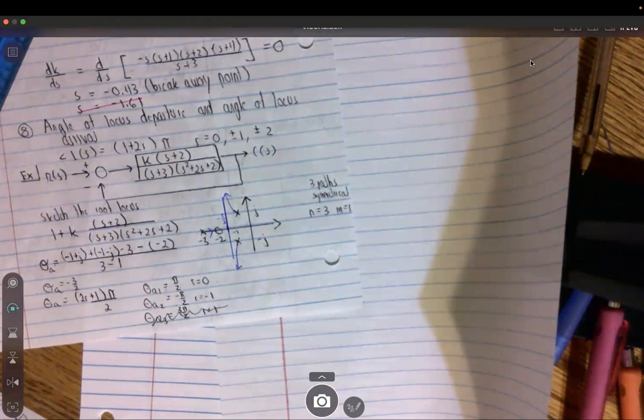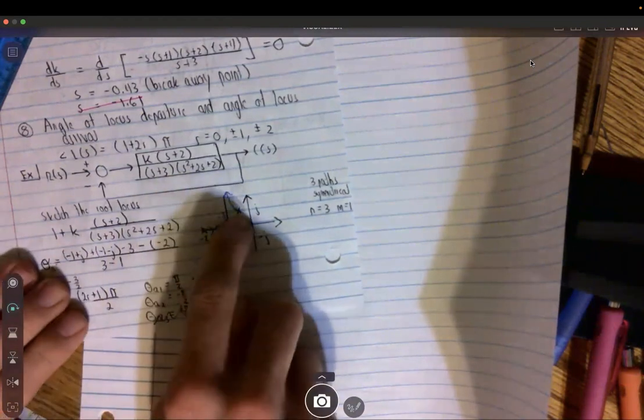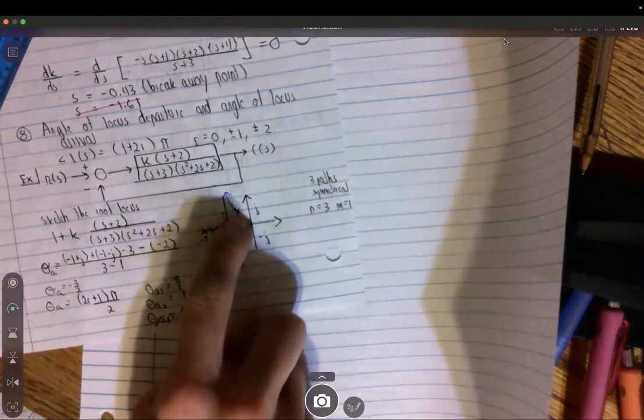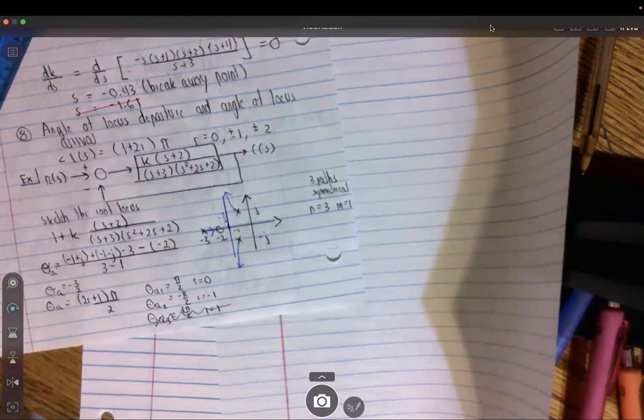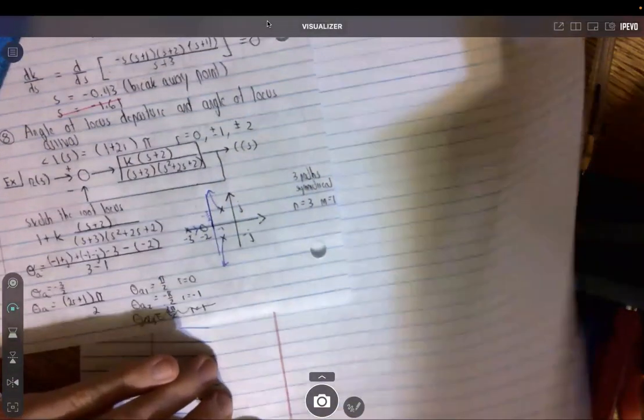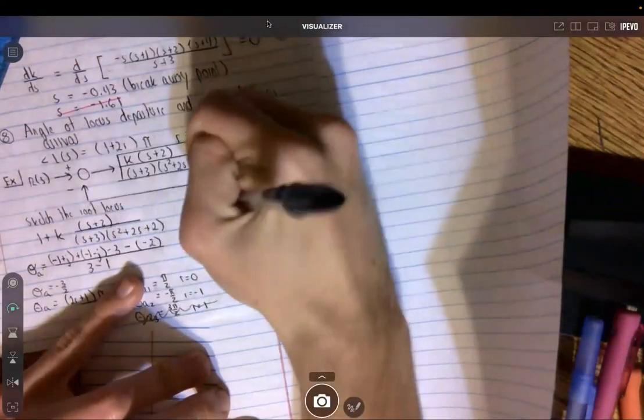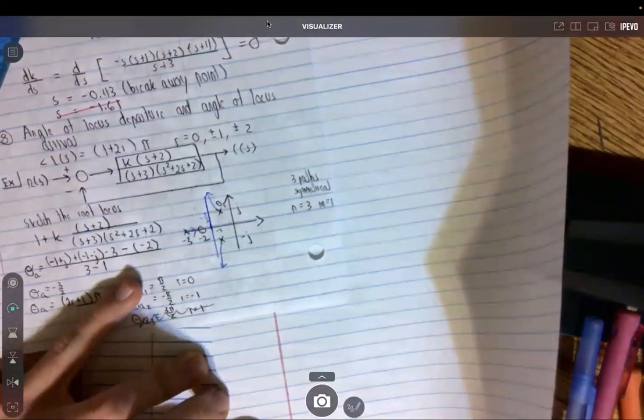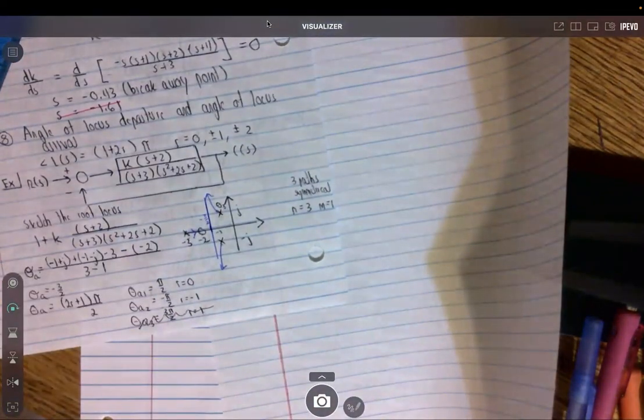And so what I do first in order to find my angle of departure is I'm going to label this pole right here theta 3. Okay. And then I need to determine what are my other theta values.